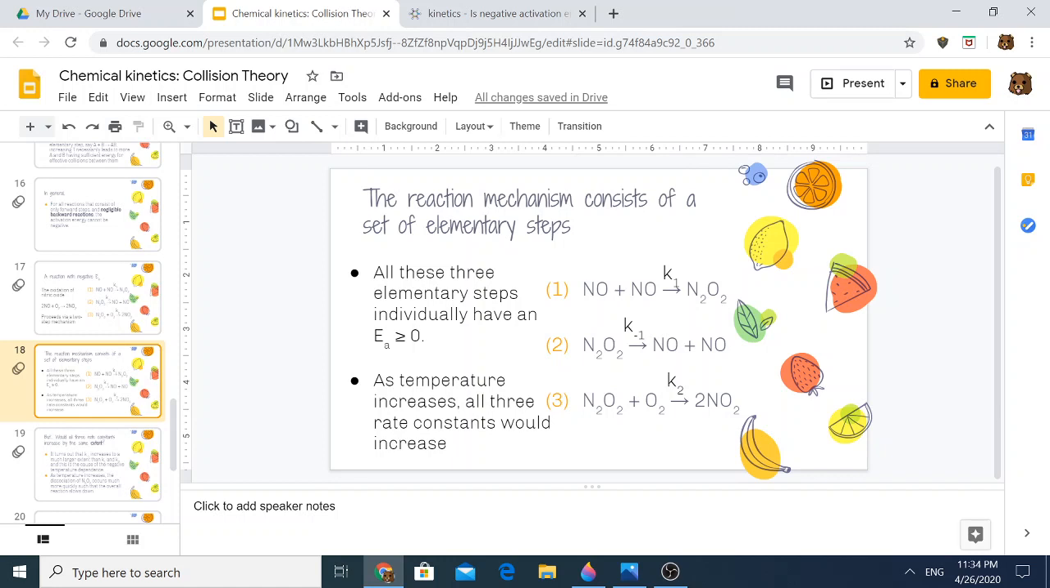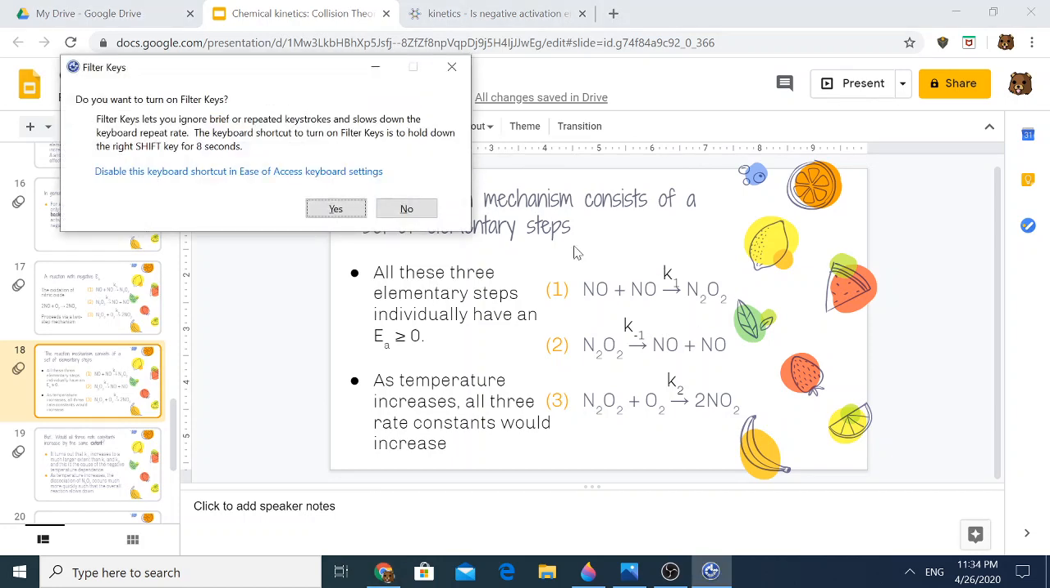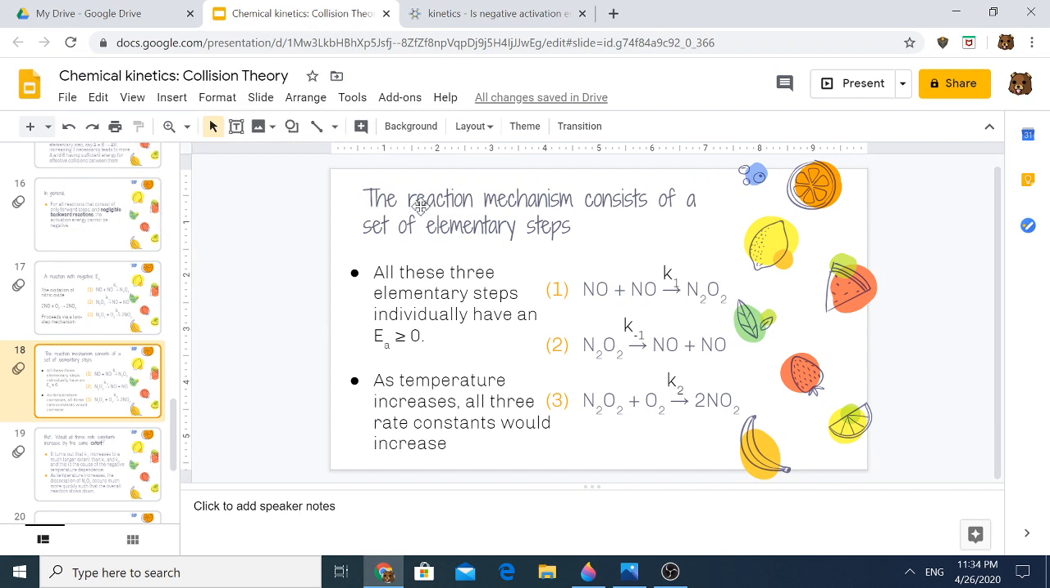And this is what negative activation energy essentially means. It indicates a negative temperature dependence. That means that when temperature increases, the rate constant would actually decrease. And mathematically, based on the Arrhenius equation, it does make sense.